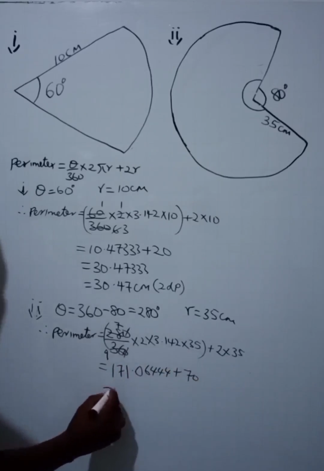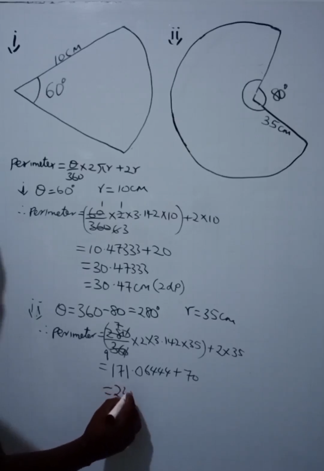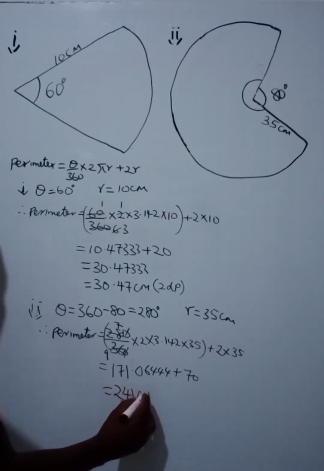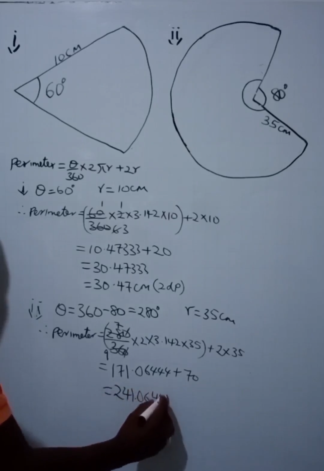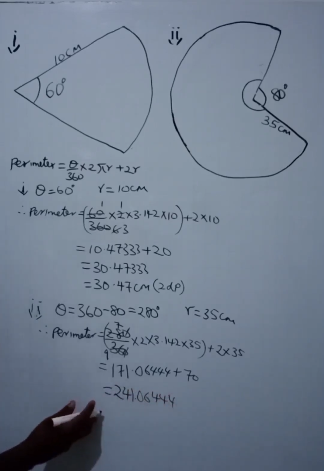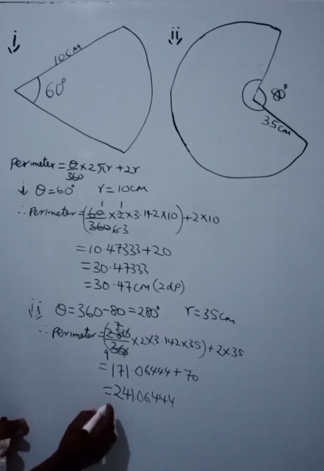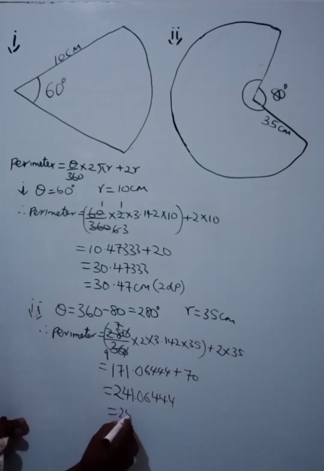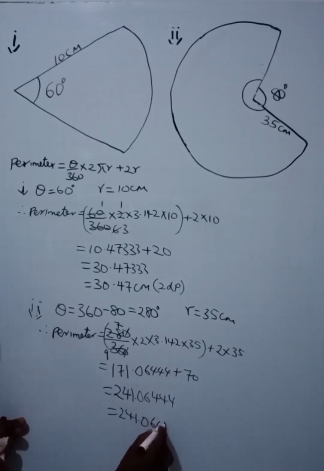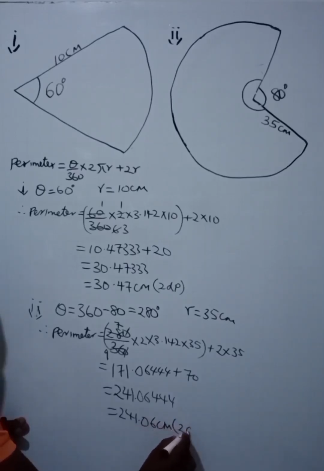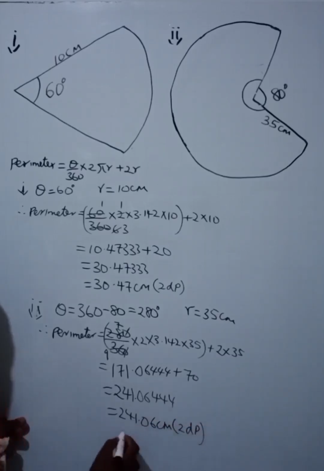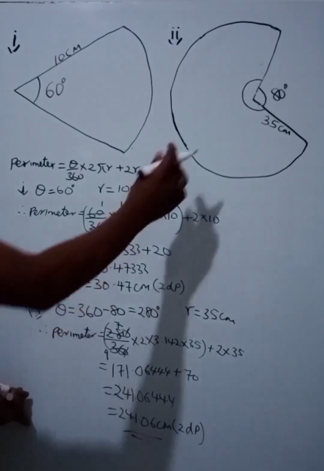and that sums to, when you add this and this, you get 241.06444. In case you write it to 2 decimal places, it will be 241.06 centimeters. That is 2 decimal places. So that is the perimeter of the second sector.